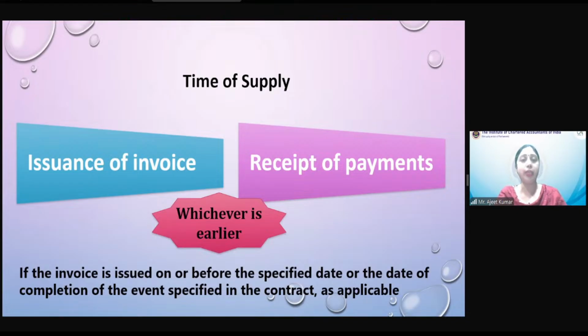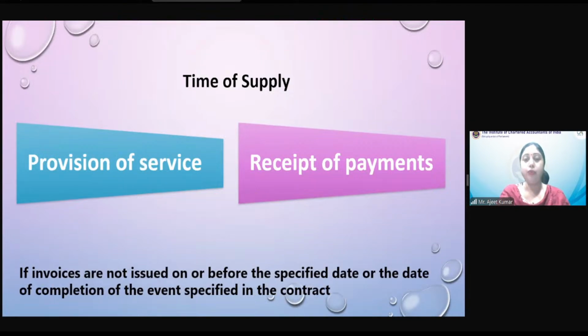In fact, for continuous supply, we do not have any specific provisions. The normal provisions say issuance of invoice or receipt of payment in case invoice is issued on time. If invoice is not issued on time, then it will be provision of service, because at that time we know the invoice is not useful for us, we'll not take the invoice. In that case, we'll take the provision of service.